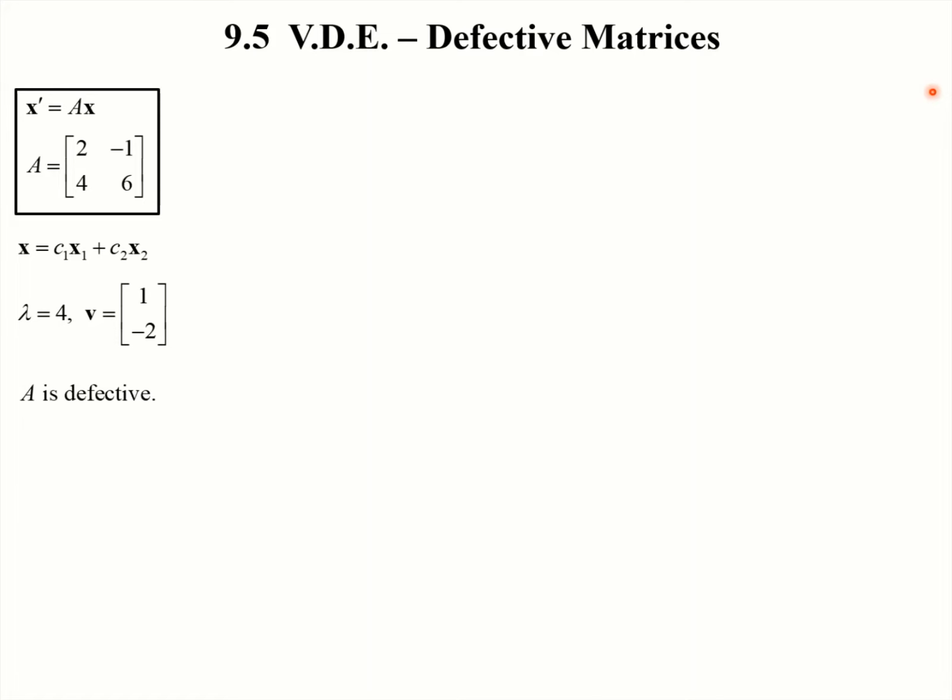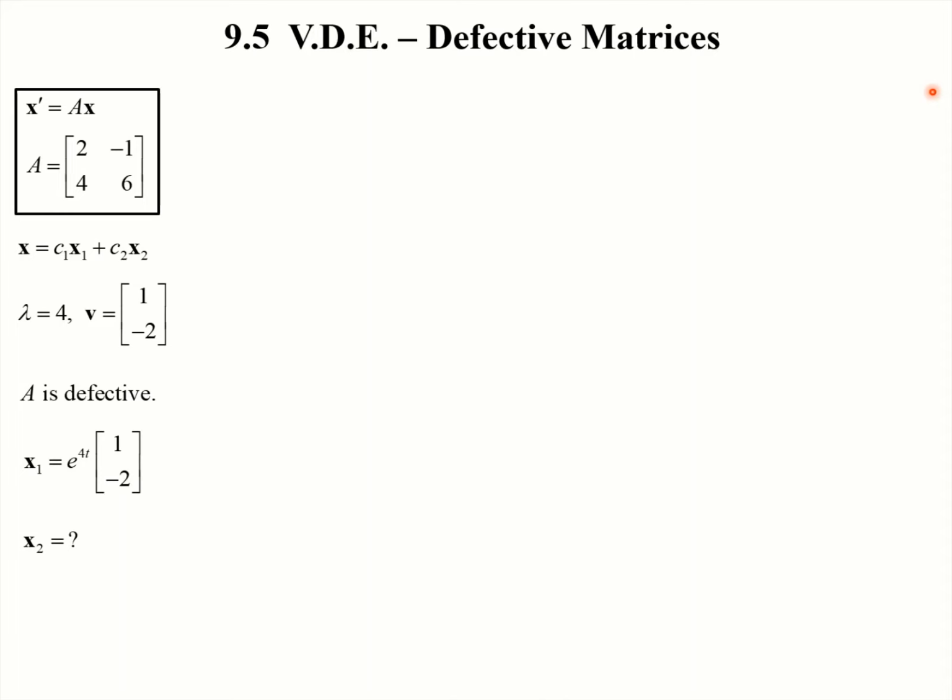So how are we to do this, and why am I doing PowerPoint for an example? Because I'm going to run through some procedures, and then we're going to streamline it, and then the rest of the lecture will be done on a piece of paper. So x1 we can say is e to the 4t times any eigenvector, which we'll pick 1, -2.